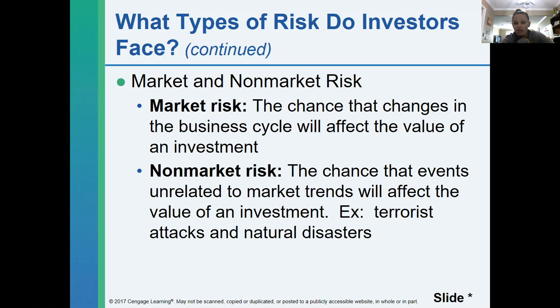Non-market risk is the chance that events unrelated to market trends will affect the value of an investment. So terrorist attacks and natural disasters are non-market risks that we can't control, but they have an effect on the stock market. Additionally, right before the election, there was some uncertainty. The stock market drops at times like that.